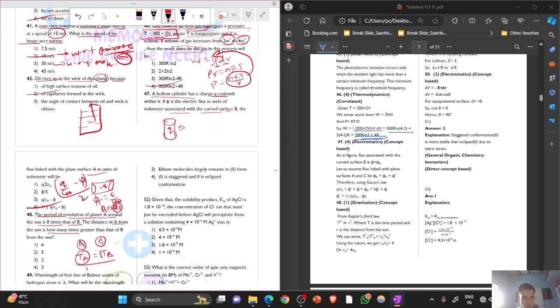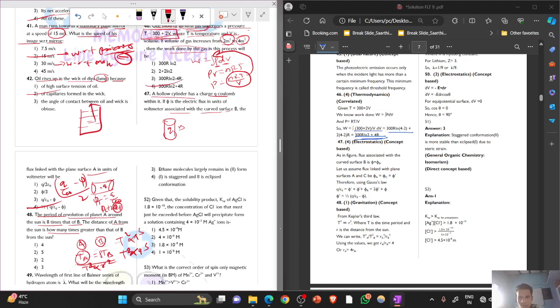The time period cubed is proportional to R square. Sorry, I'm telling it wrongly. Oppositely, T square is proportional to R cube. I know the derivation, but sometimes it's hard to remember. I just missed out on the square and cube. T square is proportional to R cube. You can prove it out, no need to worry about it.